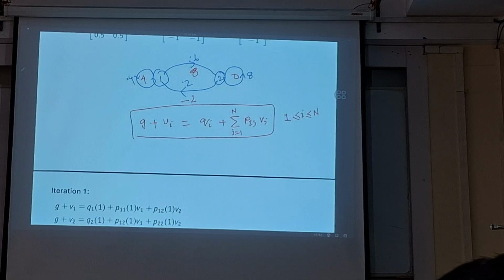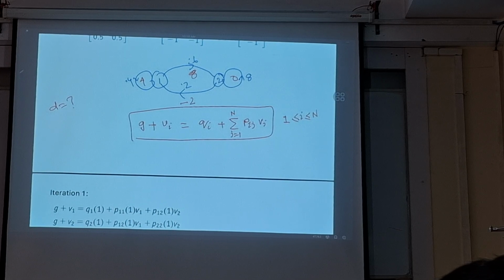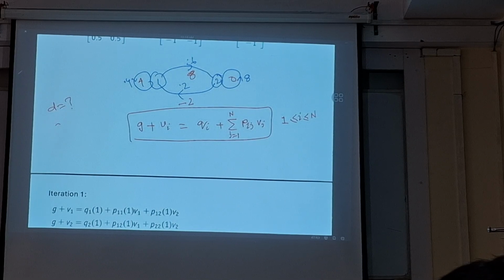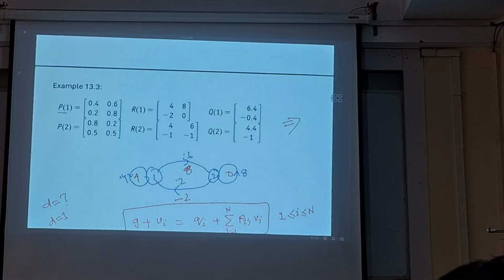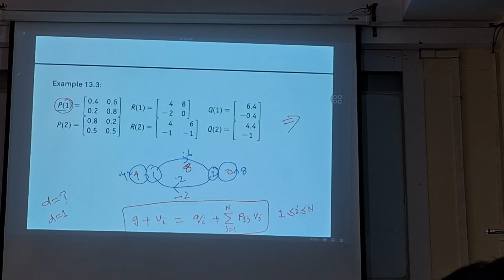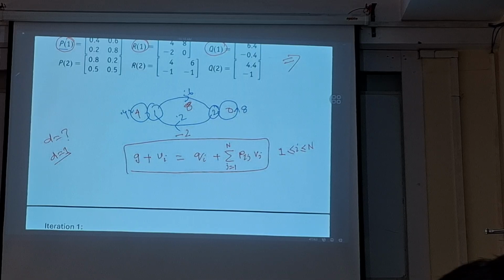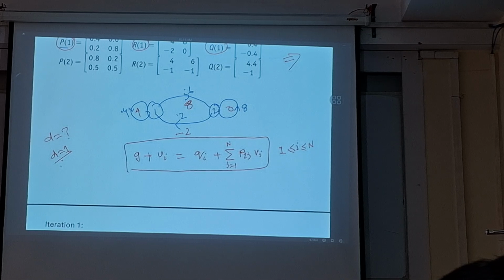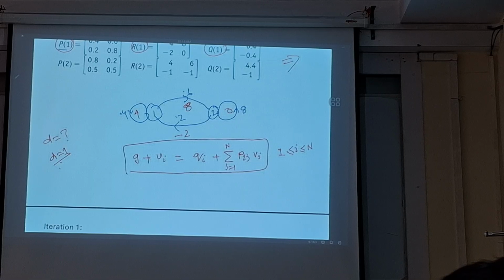The question is, what will be the value of p? For this system of linear equations, at the first iteration we will assume an arbitrary policy. For example, following the text, we will assume policy 1 for both states. For the other steps, the policy will be the optimum one. How can we calculate the optimum? We will see.